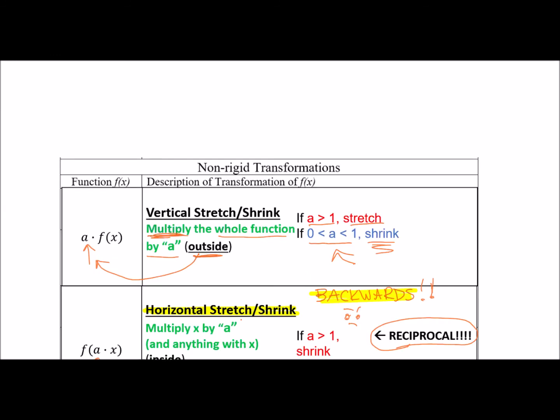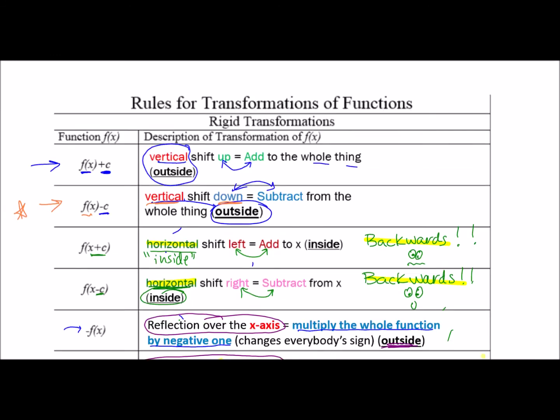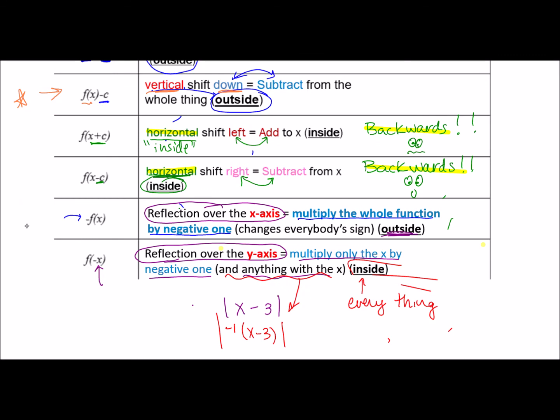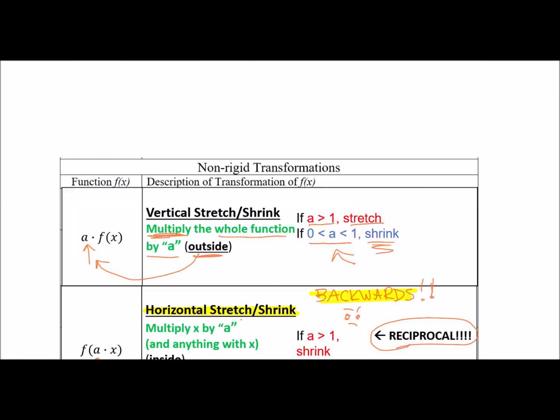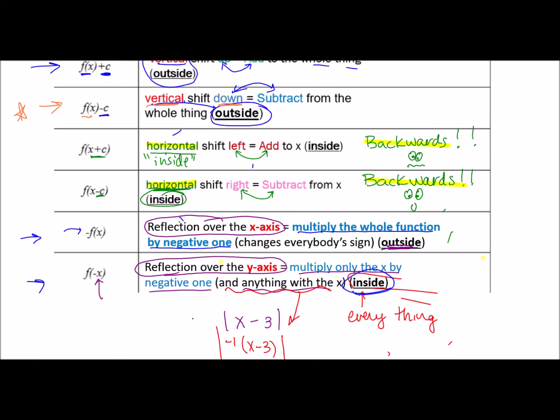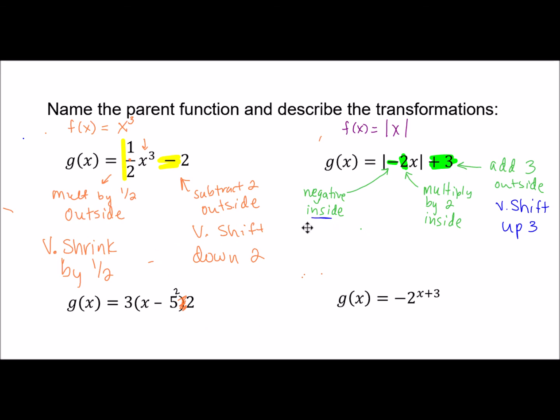Okay, let's go back to our reference sheet. Let's talk about that negative. This was the negatives, right? We either had a negative out in front of the whole function or we had a negative just applied inside to the x. Looks like it happened inside. So we would say that one is a reflection over the y-axis. So we're going to say reflection over the y-axis.